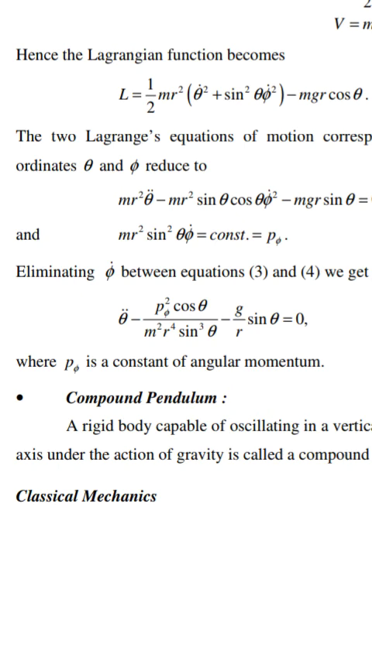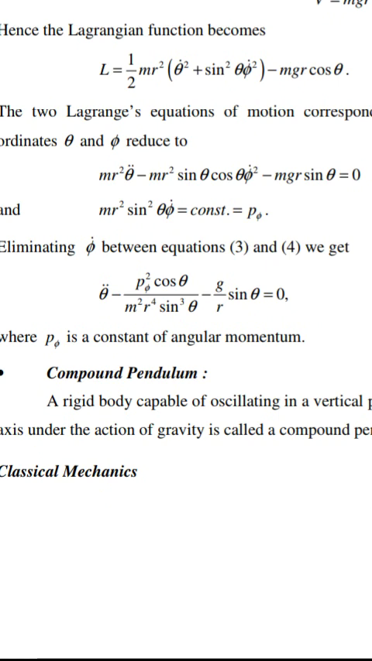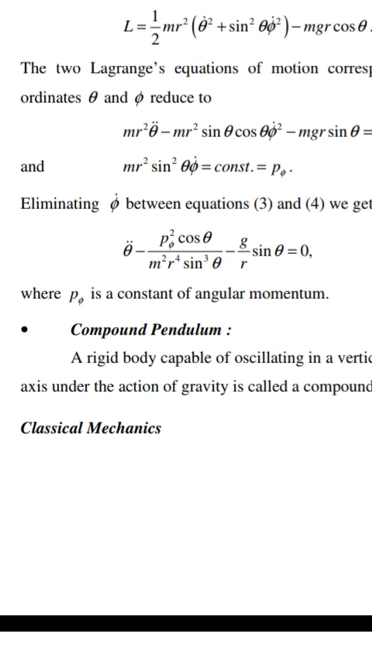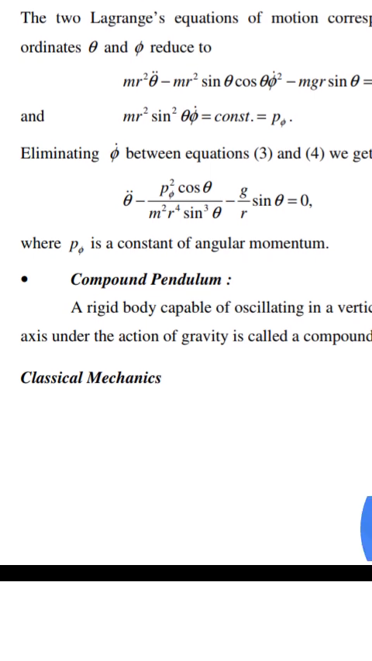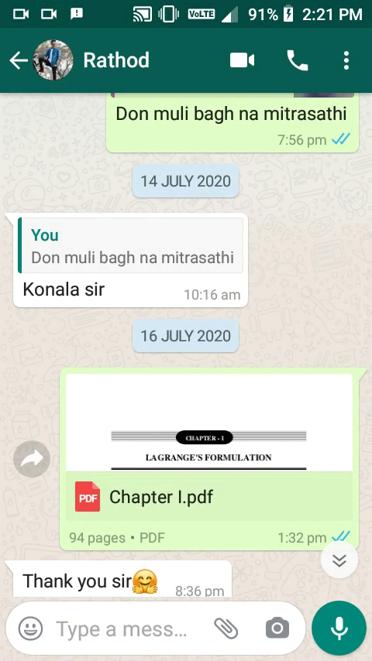Therefore m r² θ̈ minus m r² sin θ cos θ φ̇² minus mgr sin θ is equal to 0, and m r² sin² θ φ̇ is equal to a constant, equal to p_φ. Eliminating φ̇ between these two equations, we get θ̈ minus p_φ² cos θ divided by m² r⁴ sin³ θ minus g by r sin θ is equal to 0, where p_φ is the constant of angular momentum, and this completes our task today.